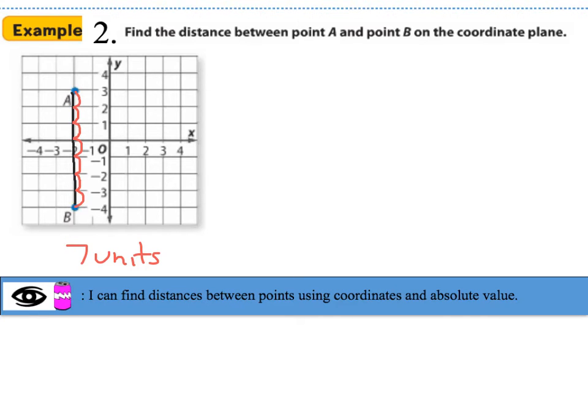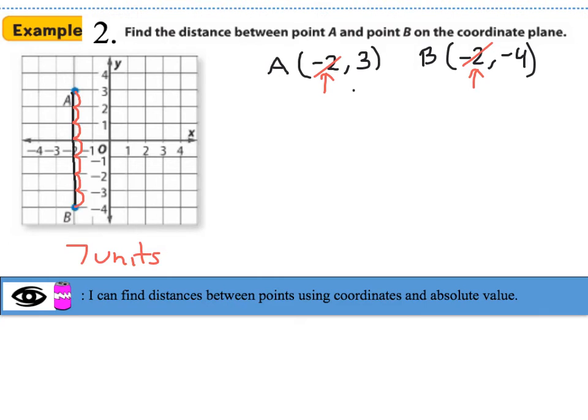However, what happens if we're not given a graph to count? The first thing we want to do is identify the coordinates. So point A is located at -2, 3, and point B is located at -2, -4. So now let's take a look at what we have in common. The X coordinates are both the same, so I can go ahead and ignore that for now. And I want to just focus in on the Y coordinates.